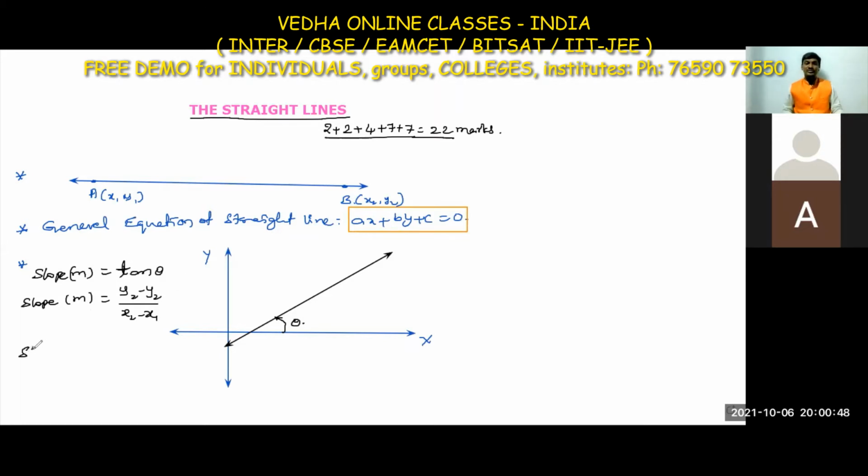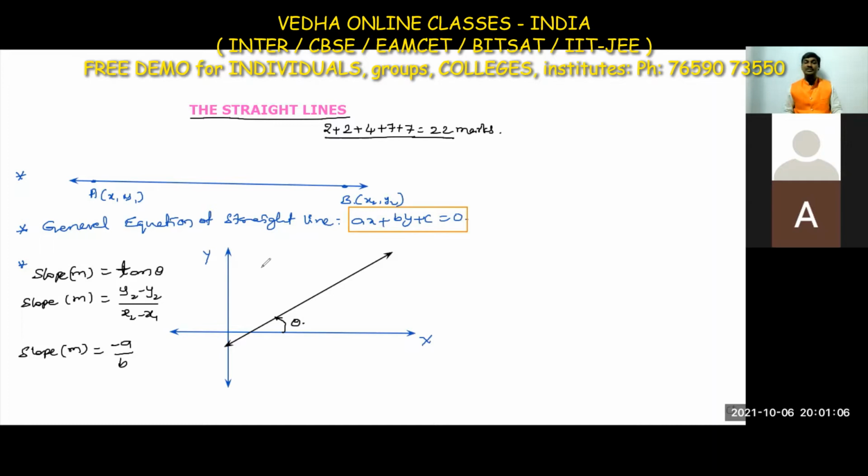We also use one more formula for finding the slope. m is equal to minus a divided by b. Minus a is nothing but the x coefficient, divided by b, which is the y coefficient. Minus a by b.